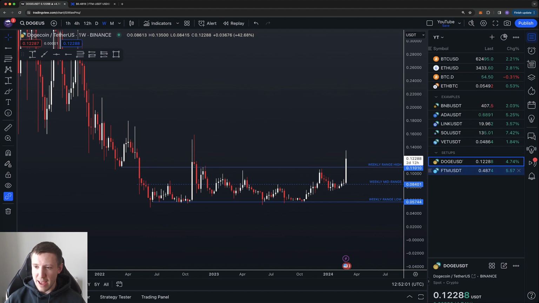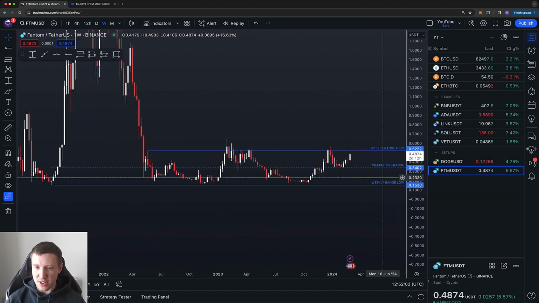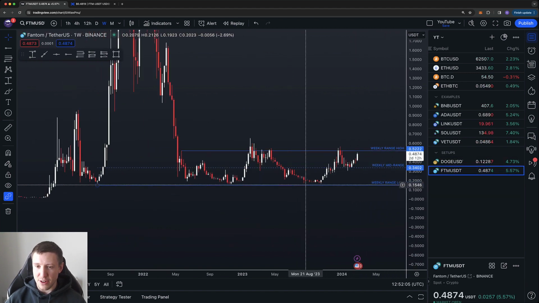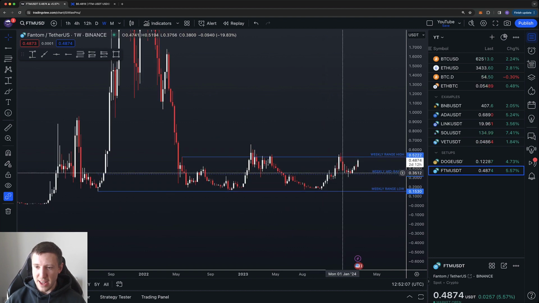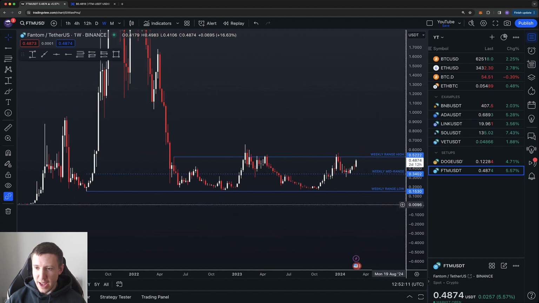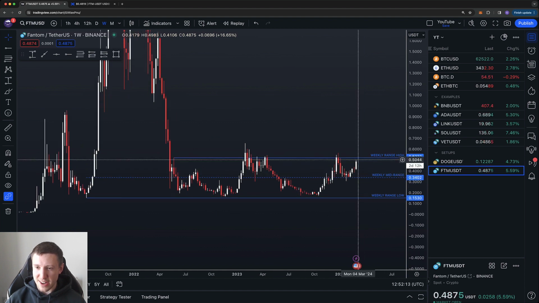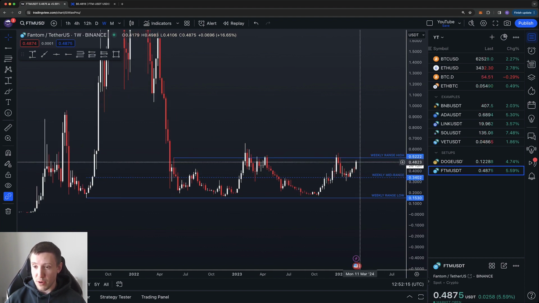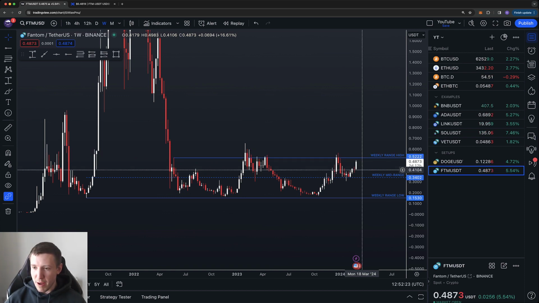And then finally, FTM, very similar setup, as you can see. Clear range highs at 52 cents, range lows at 15 cents. You see we've actually held the mid-range pretty well as support. And yeah, coming up to those weekly range highs now. So again, if you want to jump in early, then so be it. You have to find your own invalidations. Me personally, wait for that weekly candle close above 52 cents.